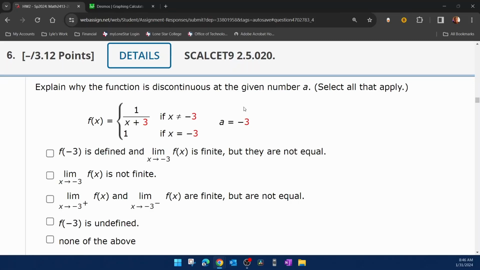All right, here we go. Question number 6 from our Calculus 1 homework number 2 in WebAssign. It says explain why the function is discontinuous at the given number of a. Here we're concerned with where a is -3.